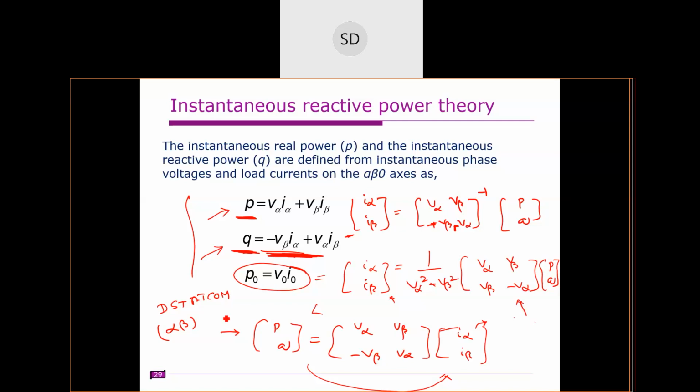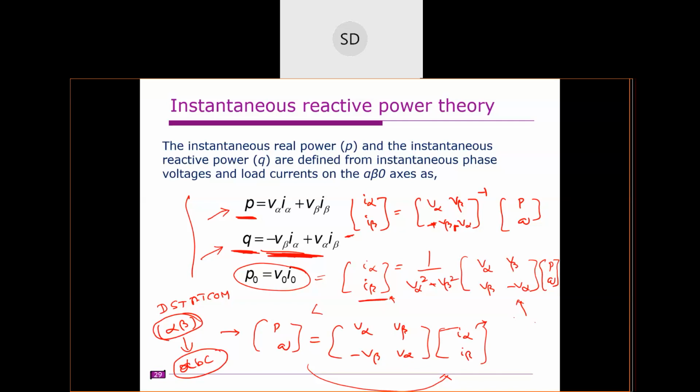So next, we need to generate the reference signal for the D-STATCOM. That is our objective. First we'll generate it in the alpha-beta reference frame, and later we'll convert to the ABC reference frame, giving the reference current in the ABC reference frame.